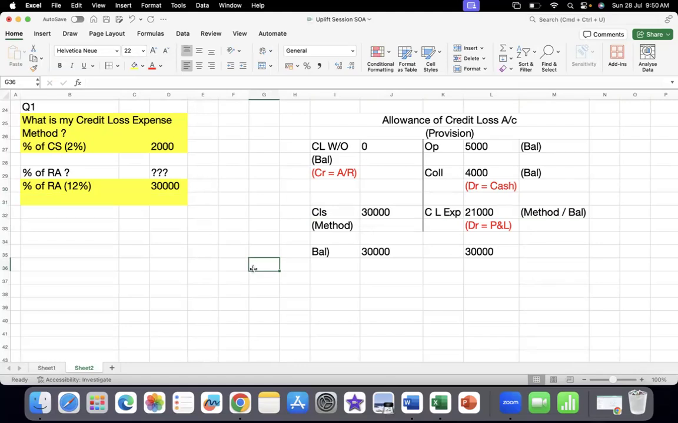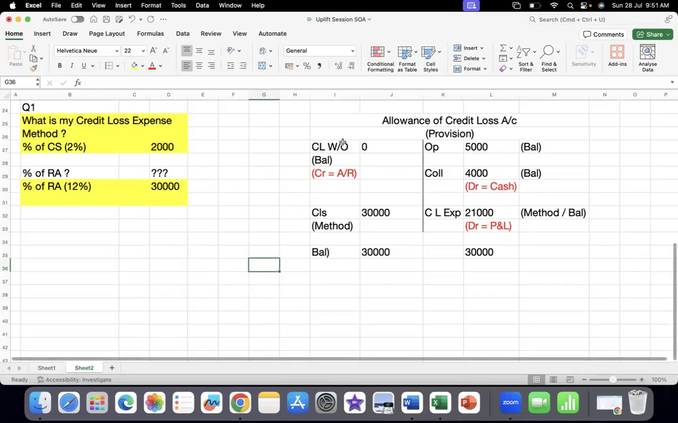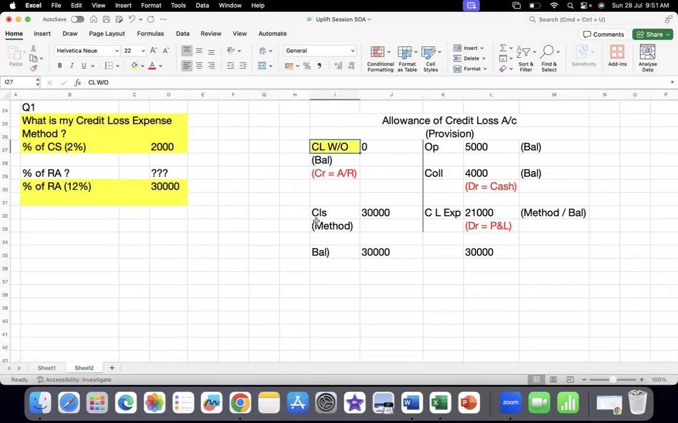Okay. So that is something which you need to remember. And the best way to remember is to just draw these 5 items. Whenever there is a question related to bad debts, credit losses, accounts receivable, the first step is to just draw this account. When you draw the account, the next step is to mark all the main items given to you in the question. So these are the items.